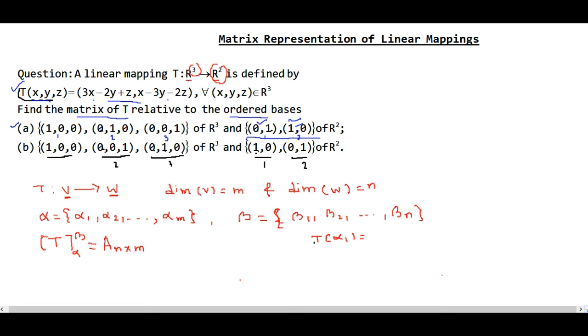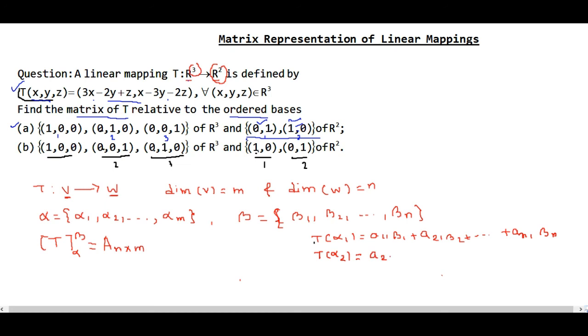We are going to express T of alpha 1, which is a vector of W, as a combination of the basis vectors beta 1, beta 2, up to beta n. So suppose T of alpha 1 is a11 beta 1 plus a21 beta 2, and in this way up to an1 beta n. So we have n vectors, so we have n coefficients: a11, a21, up to an1.